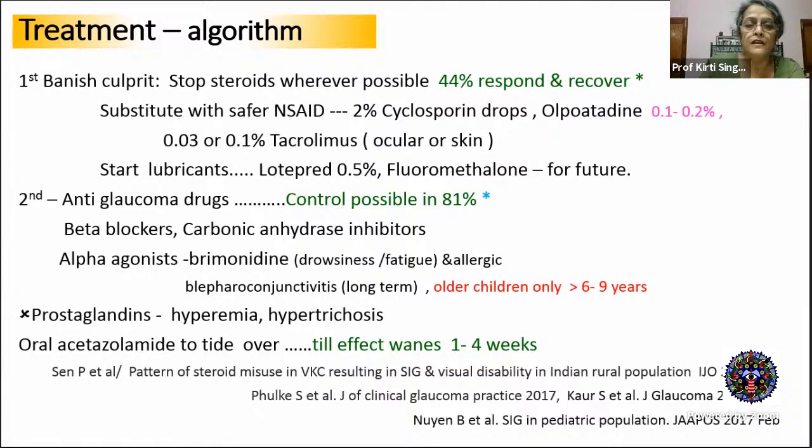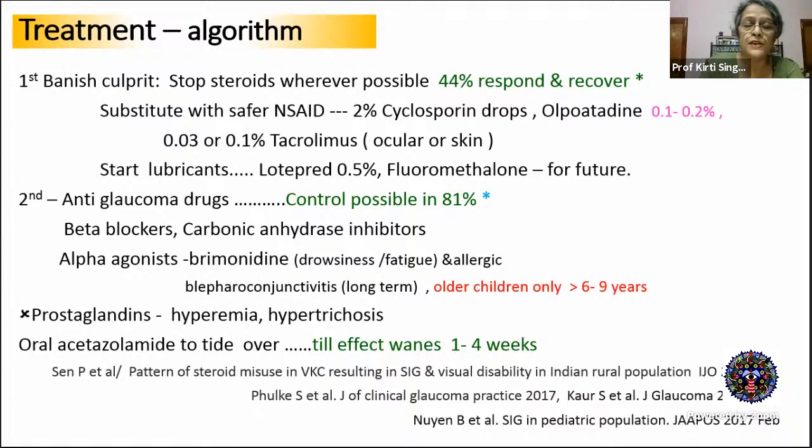Start lubricants. Wherever possible, in future, inform the parents that they should not use the strong or potent steroids. Instead, wherever required, use the milder steroids. Second is add the anti-glaucoma drugs. In 81% cases, control is possible.